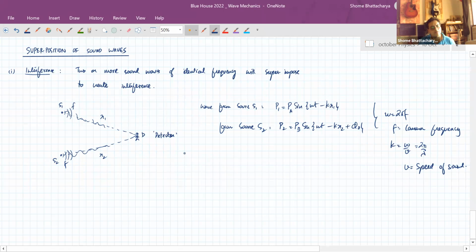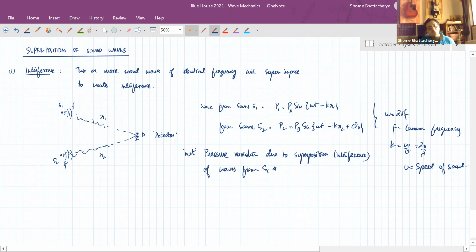So now the net pressure variation due to the superposition, and this kind of superposition is called interference, of waves from the source S1 and S2. That net pressure variation becomes P1 plus P2. So it becomes PA sine(omega T minus KX1) plus PB sine(omega T minus KX2 plus phi naught).